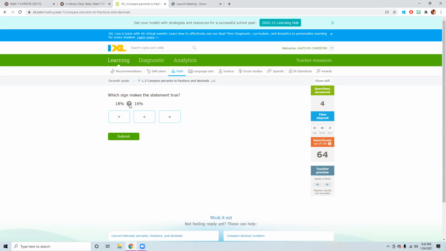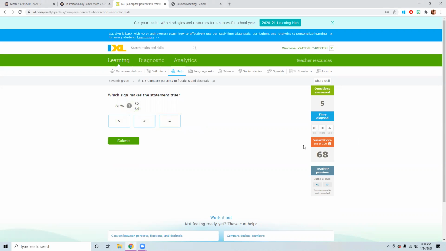Then we're comparing two percentages. That's easy. They're in the same language already. So for this situation, I personally wouldn't change it into decimal because they're already speaking the same language to each other. We know that 18% is greater than 16%. So sometimes you will have that as well.